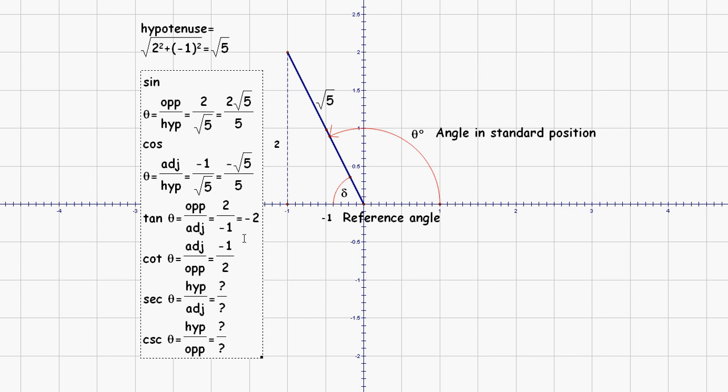We go to secant, which is the reciprocal of cosine, and so that's going to be hypotenuse over adjacent. And so this is going to be the square root of 5 over -1, which is equal to negative square root of 5.